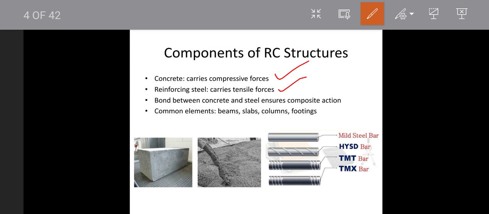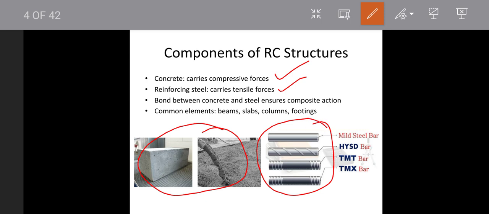Here in this picture, this is the concrete and these are the reinforcement bars, because it shows all the bars which we have used in the field and are currently using in the field also. In the field, we are using HYSD bars and TMT bars currently.